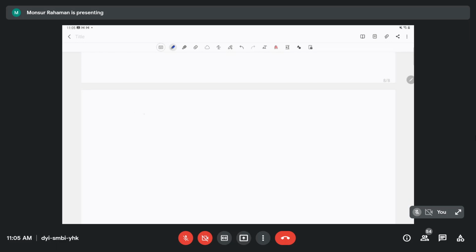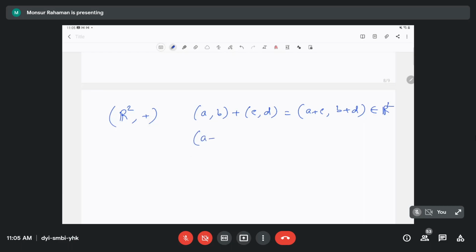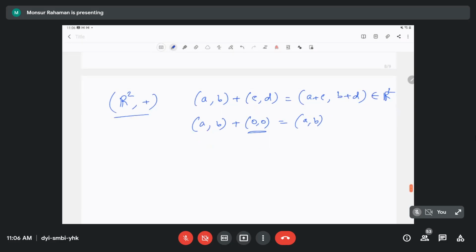Like polynomials, or you can take R2. R2 plus is an abelian group, with vectors (A, B) plus (C, D). You know how to add them component-wise: (A plus C, B plus D). So obviously this is an R2 element, and it also satisfies the commutative and associative properties. And what about the zero element? Obviously (0, 0), so (A, B) plus (0, 0) is (A, B). So this is the zero element of this set. And what about the inverse? Obviously (minus A, minus B), giving (0, 0). And it will be abelian also.